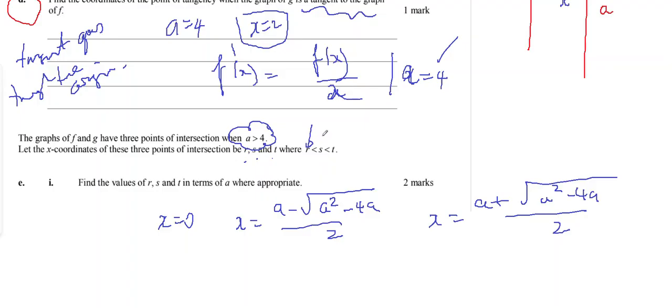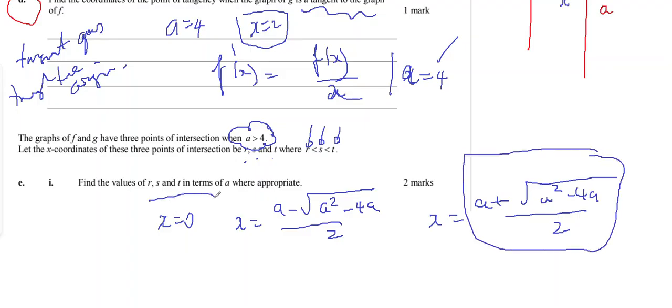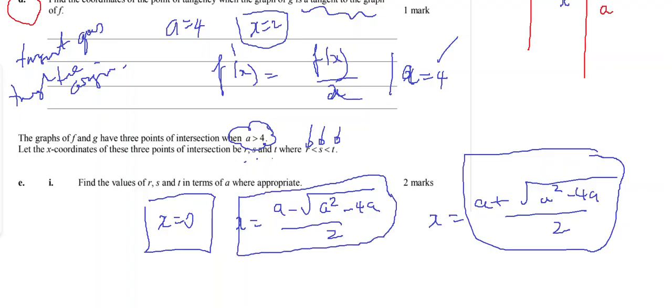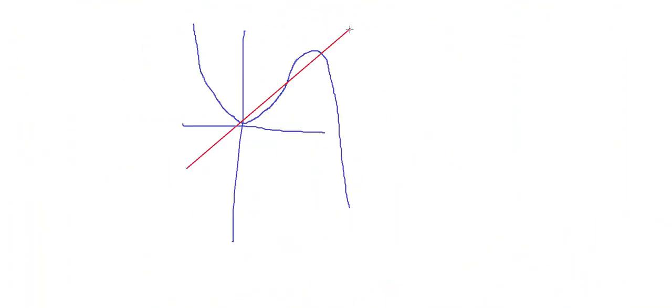Since r is the smallest and s is the next largest and t is the biggest, I think this is going to be t and this is going to be r and this will be s, because what we have in this particular case is as this, and that this is going to be 0 and this is going to be a minus the square root of a squared minus 4a on 2, and this will be a plus the square root of a squared minus 4a on 2.